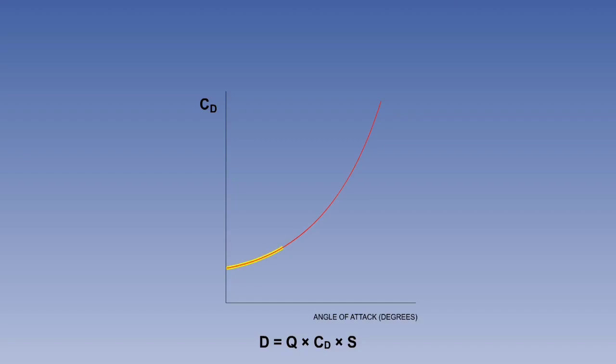At low alphas, CD is low, and changes of alpha produce only small changes in CD. At higher alphas, however, the CD increase is exponential. Beyond the stalling or critical angle of attack at CL max, there is a further large increase in CD.